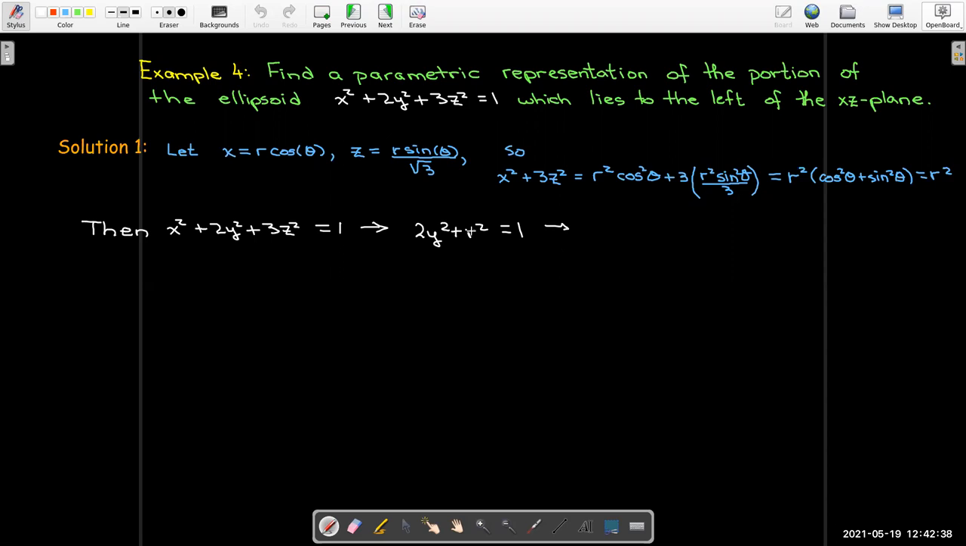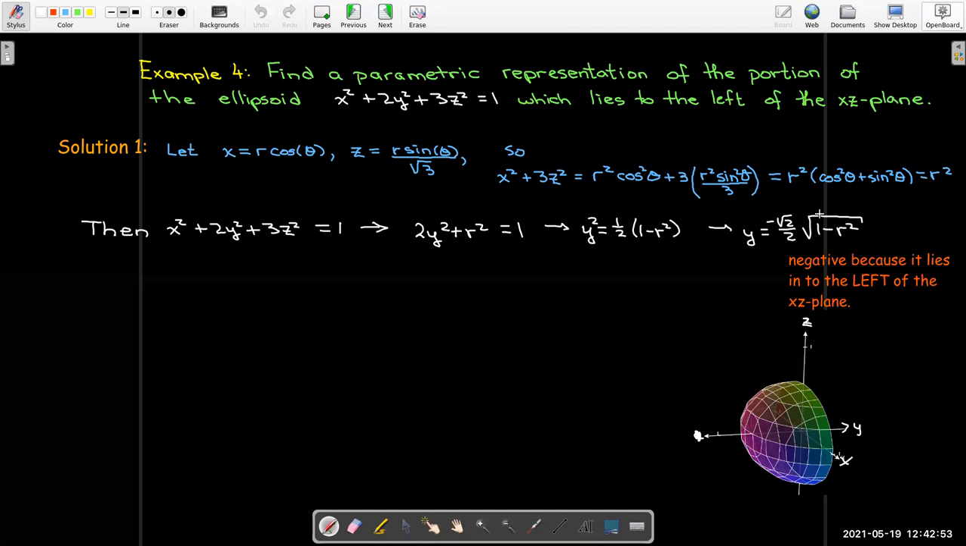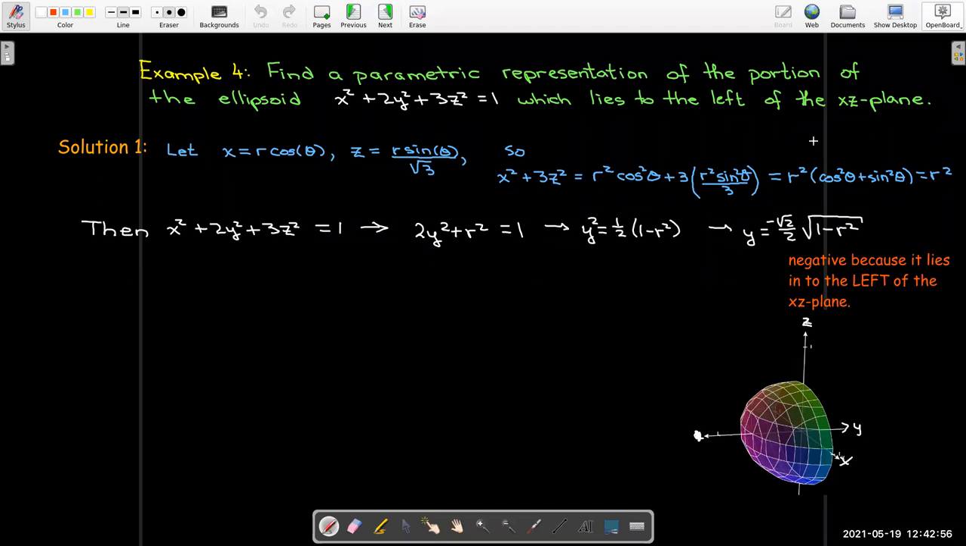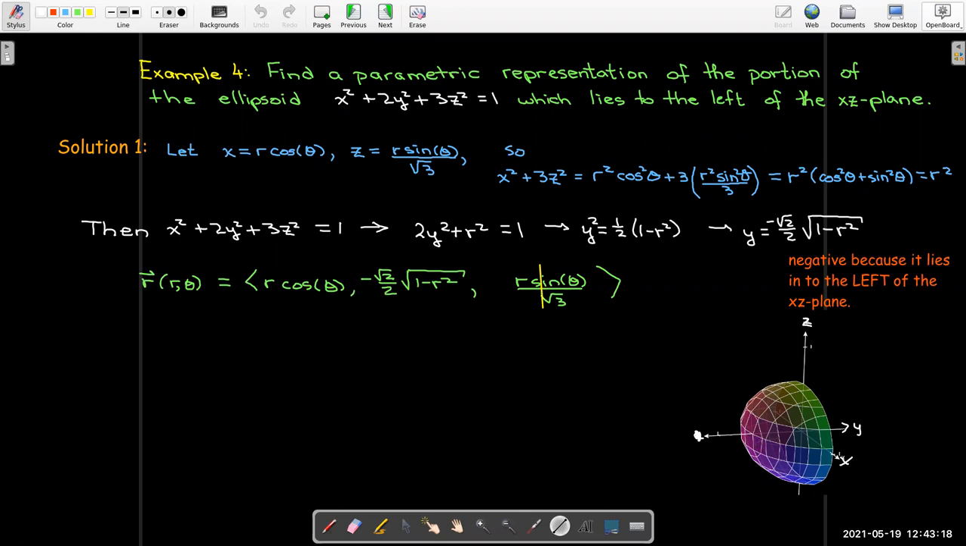And now again, this is why I left y by itself, because I'm going to solve for y, but I'm going to take the negative square root. And again, why the negative square root? Because we're taking the portion of the ellipsoid which is to the left of the xz plane. Left of the plane means y must be negative. So I took the negative square root here. So a parameterization would be, well, x equals r cosine theta, z equals r sine theta, and then y is negative root 2 over 2 radical 1 minus r squared.